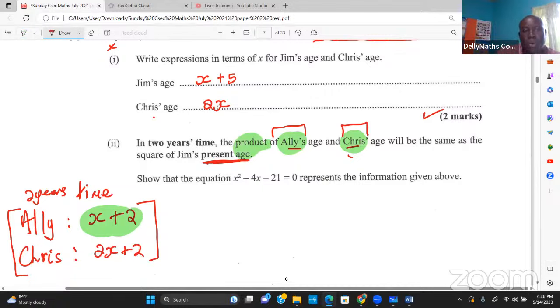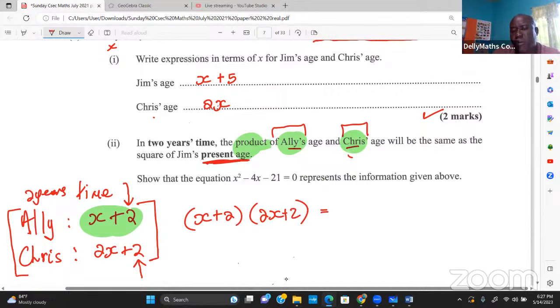So the main thing is that we grab this part, understanding that 2 years from now, you're going to be adding 2 to their current age. Ali is x now, 2 years from now, x plus 2. Chris is 2x, 2 years from now, plus 2. They are saying the product, and we know that product means to multiply. So we're going to be multiplying these ages. And then this is where Jim comes in. They are saying it's going to be the square of Jim's current or present age, which is this.